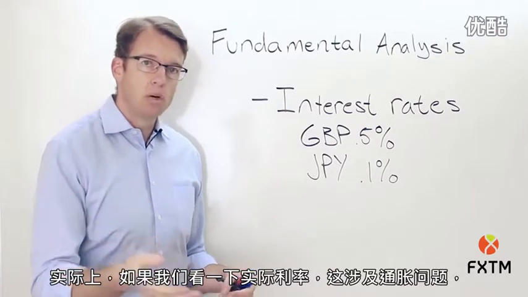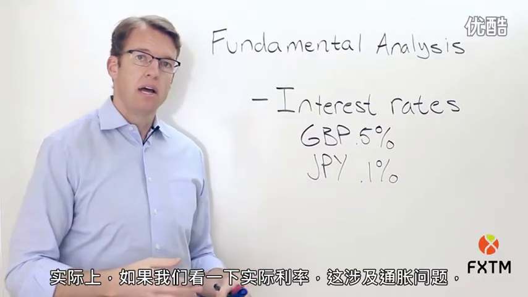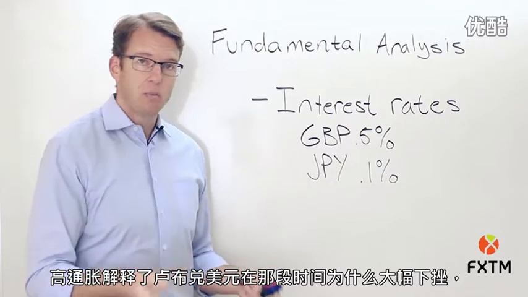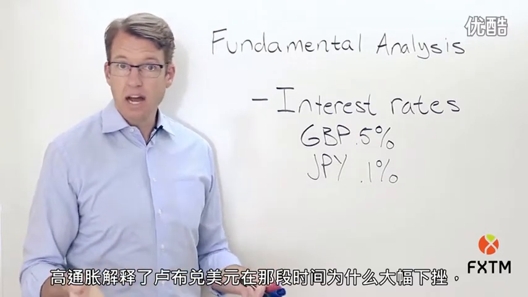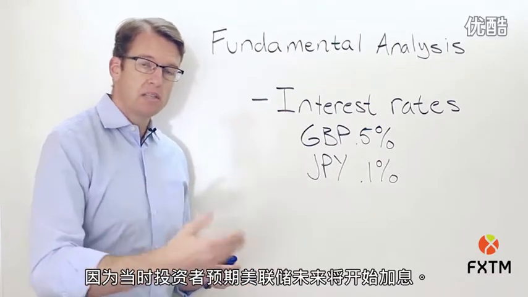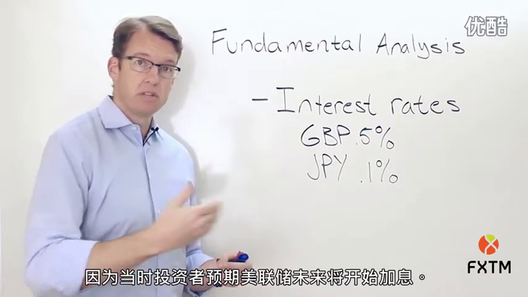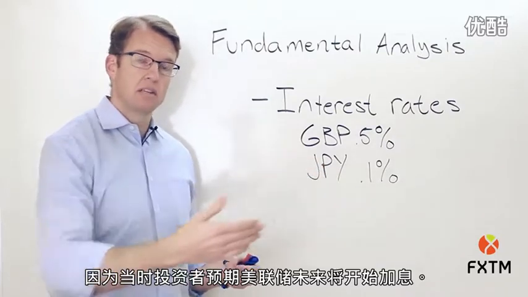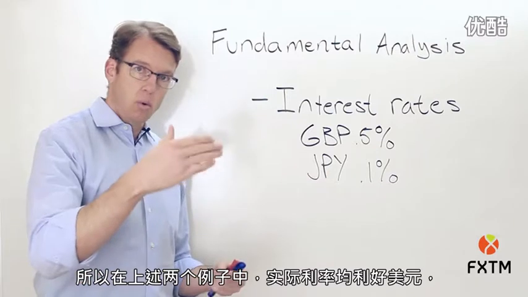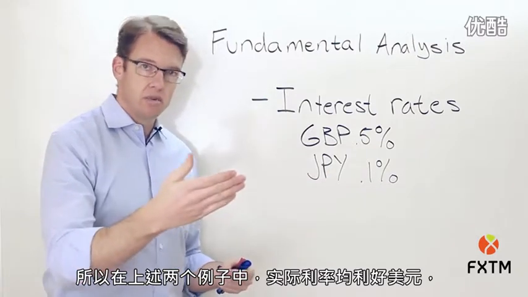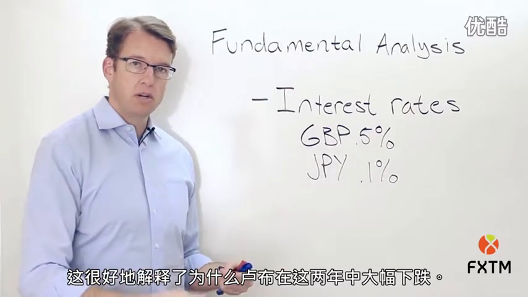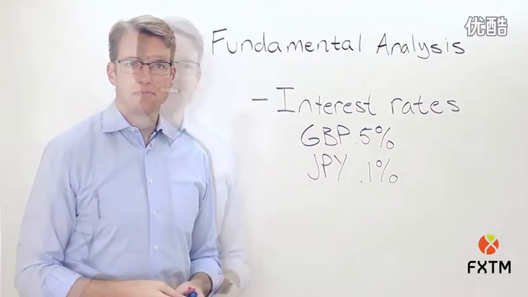In fact, if we look at the real rate that's accounting for that inflation issue, well, that's going to do a lot to actually explain why the ruble had lost so much value against the dollar over that period of time, where investors were anticipating that the Federal Reserve was in fact going to start raising rates in the future. So if the real rate in both cases was actually quite a differential with an advantage, if you will, to the dollar, then it would explain a lot why the ruble fell so much over those 2 years.